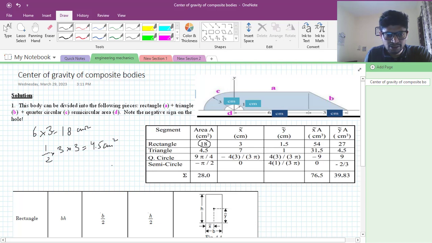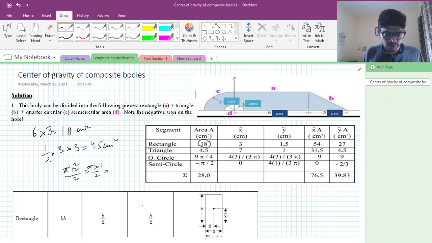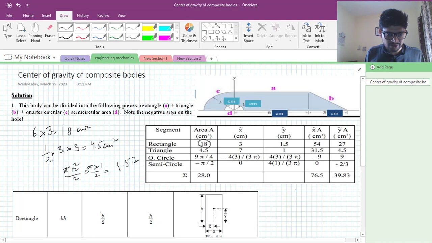So for this semicircle, what is the area of a circle? Pi r square. So semicircle is pi r square by 2. Pi into r, what is r? r of the semicircle is 1, divided by 2. So it will be 1.57. So it is negative. Why? Because the semicircle is a hole. This is a hole. So we have to subtract this from the area of the composite. This is also in centimeter square.